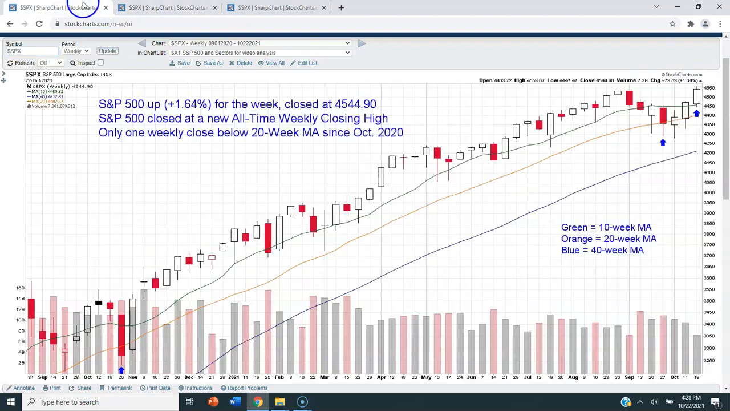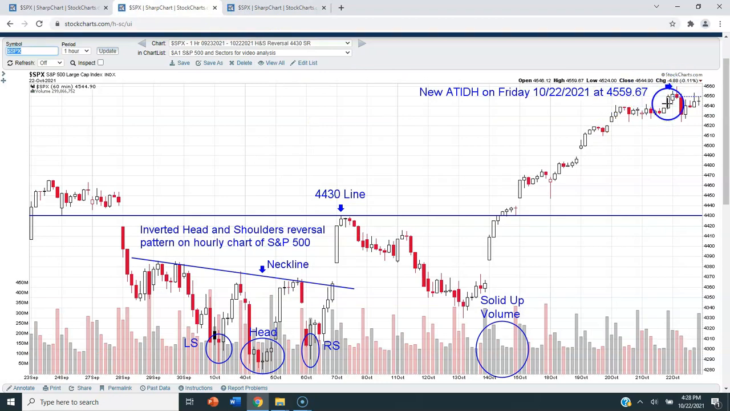So we have a new all-time weekly closing high. We have a new all-time intraday high, and we'll talk about a daily high in just a second. But I really want to stress the importance of this 4430 line, and again, we'll look at that on the daily chart in just a minute. Really nice pattern here, guys, and this is what's so important about getting good at technical analysis, using the technicals, and paying attention to the stock market, really at the exclusion of everything else.